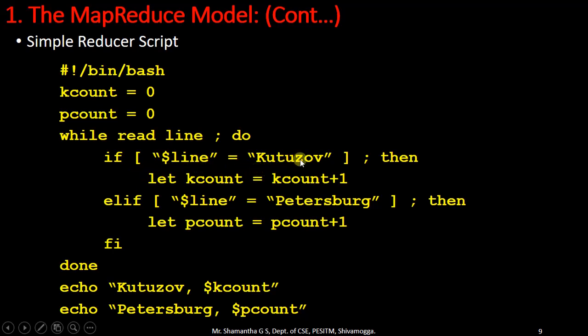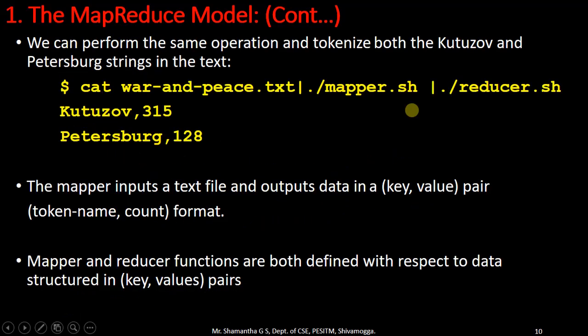If the line is equal to Kutuzov, then we increment k count by 1. Else, if the line is Petersburg, then we increment p count. This is the end of the if statement, and this is the end of the while statement. Once we complete this, we have the counts: k count is the number of occurrences of Kutuzov, and p count is the number of occurrences of Petersburg. We are going to print out Kutuzov followed by its number of occurrences, and Petersburg followed by its number of occurrences.